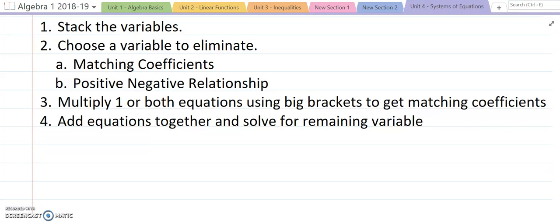Step 4, you need to add your equations together so that you can solve for the remaining variable. Solving for that remaining variable should be pretty straightforward, pretty easy. If it's not, then we need to have a private conversation. Don't forget, always go back and solve for the other variable afterwards. You need to have a whole point of intersection, an x and a y, a p and a t. You need to have both variables in your final answer.